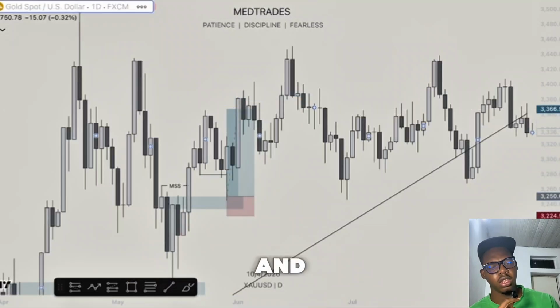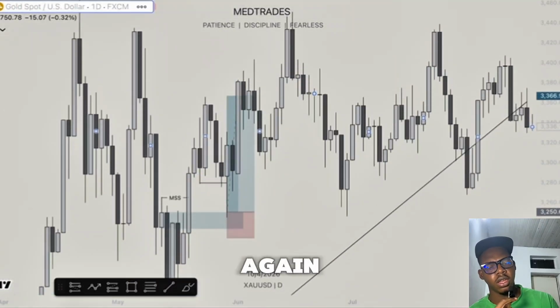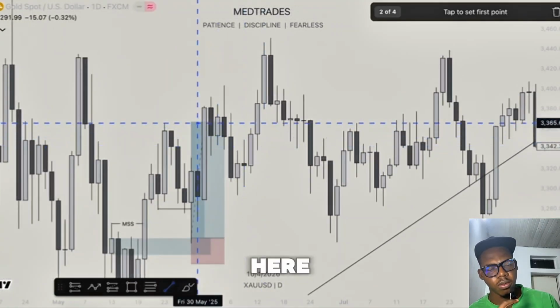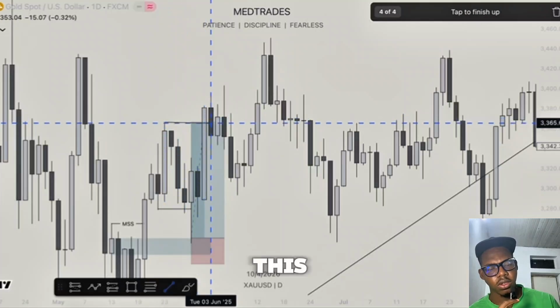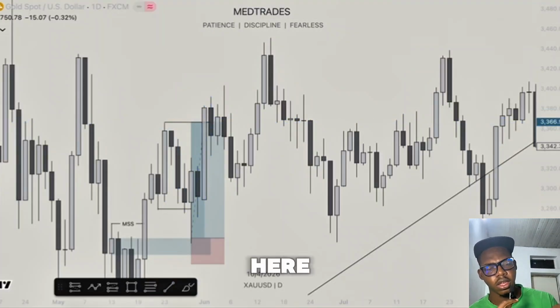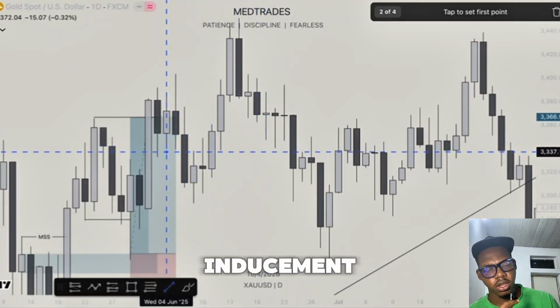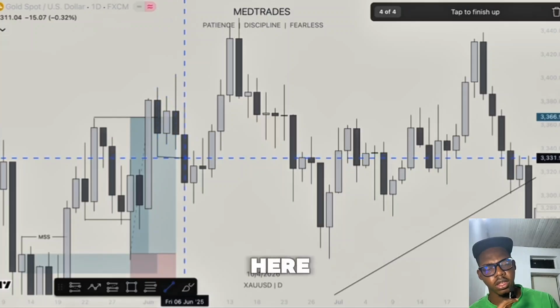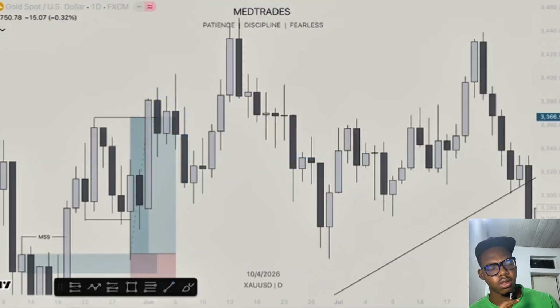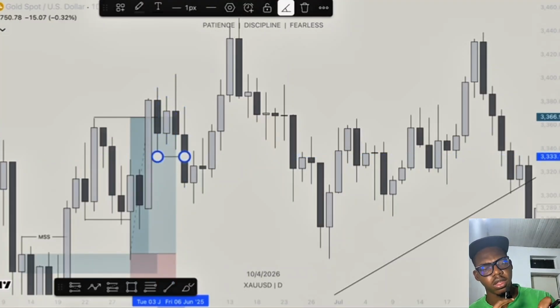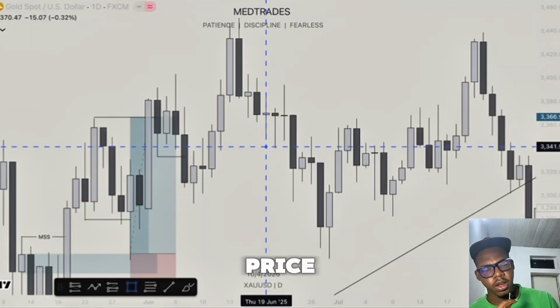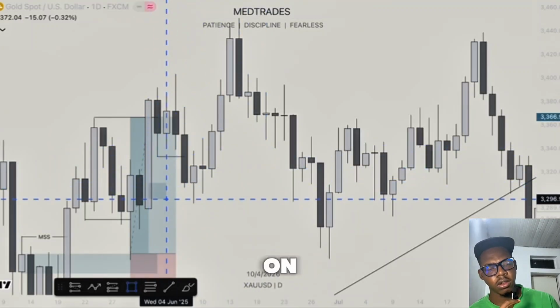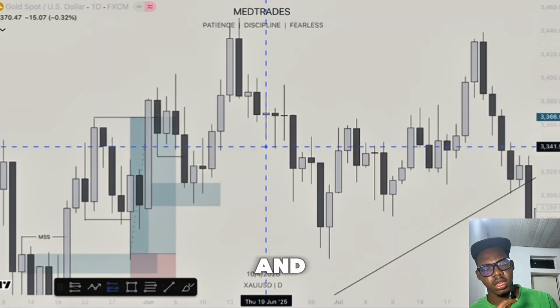Can you see? And it bought. So the same thing here. Price came here, broke this structure, this zone right here. This was the inducement over here. And price came into this level right here on the lower time frame, and it bought.